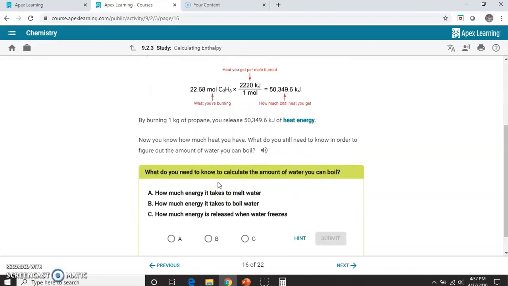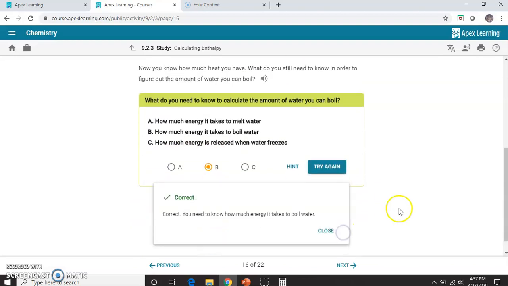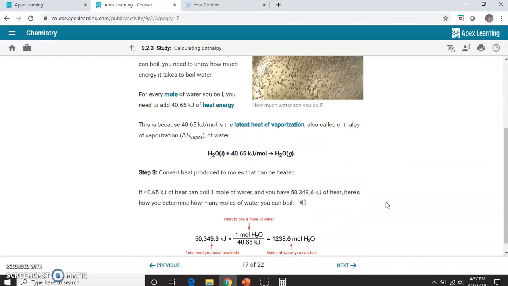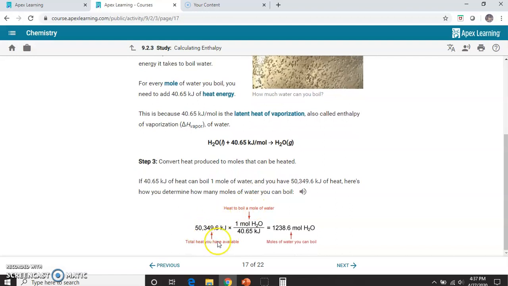Okay, but the problem is, we have propane, we're heating something. Well, what do I need to know to calculate the amount of water that I can boil if I'm using this much heat? Well, we need to know how much energy it takes to just boil water. Okay, so step 3, convert the heat produced to moles that can be heated. Okay, I know I have this much heat available.